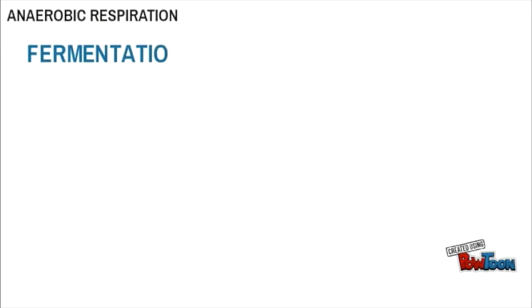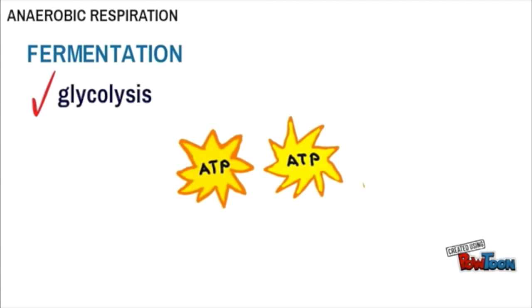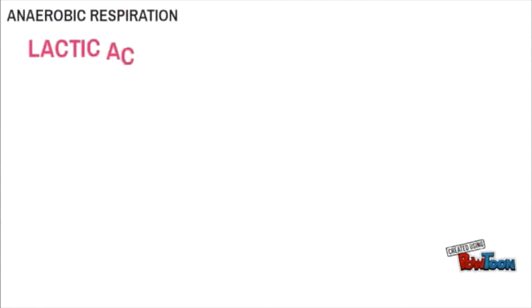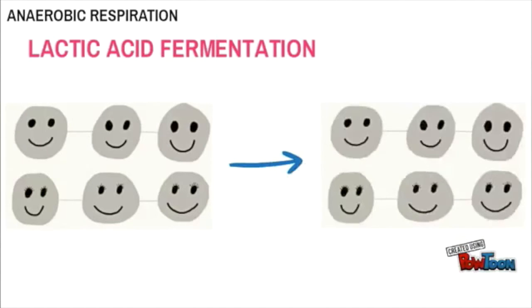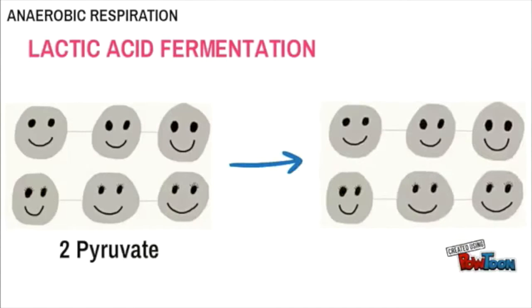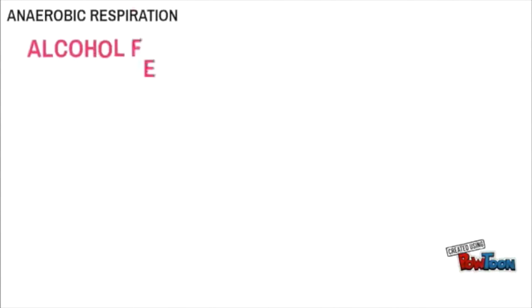Now we go to fermentation. Fermentation also starts with glycolysis. However, a net total of only 2 ATP molecules per glucose molecule are produced. Lactic acid fermentation is done by some fungi and some bacteria. In the process of lactic acid fermentation, the 3 carbon pyruvic acid molecules are turned into lactate.